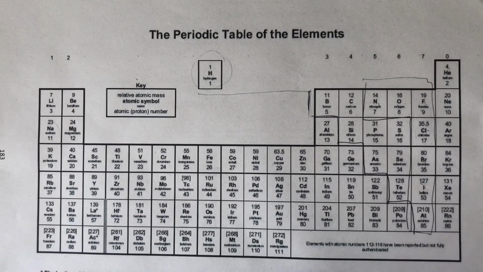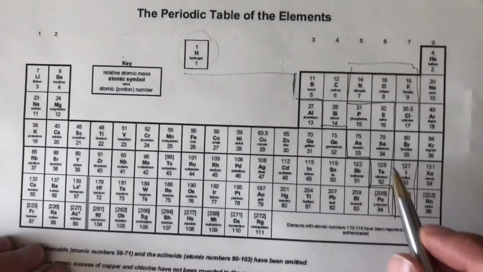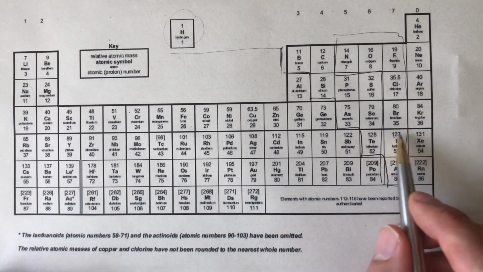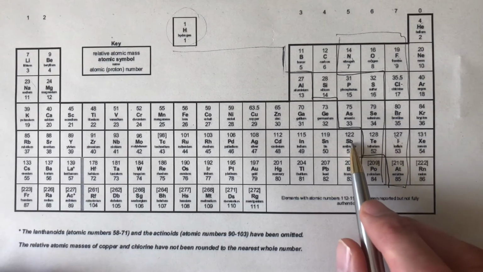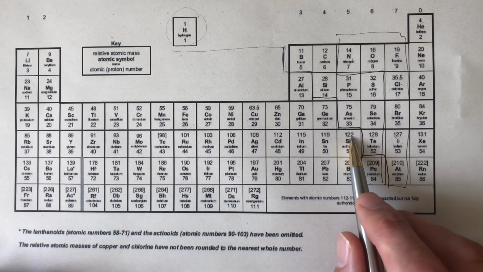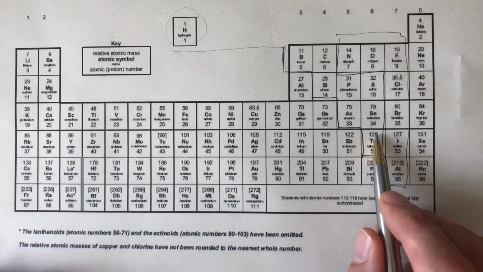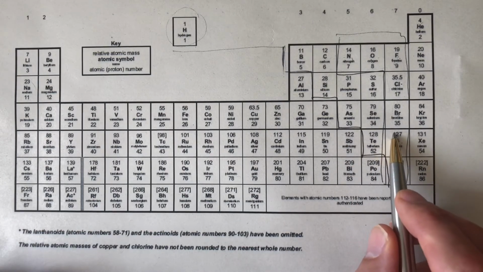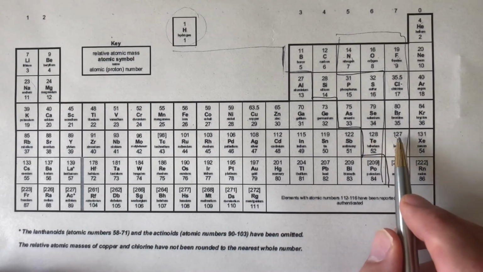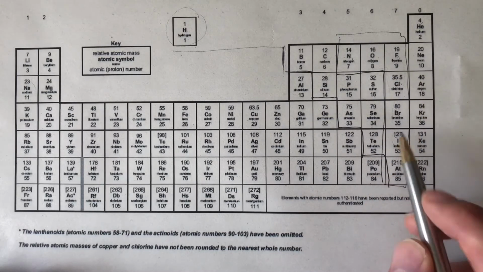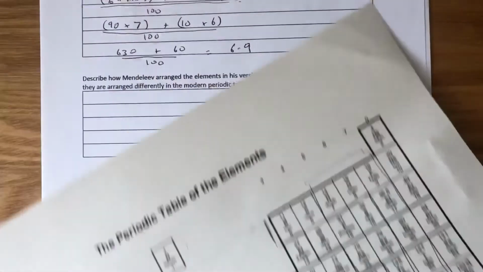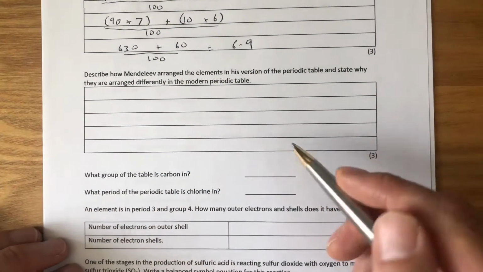So he arranged them in groups, but he wasn't afraid to leave gaps, and he also wasn't afraid to reverse his order if he felt the elements would be better suited in a different group. For example, here, antimony, 122 mass number. Tellurium, 128. That follows. That's heavier. Iodine, 127. That's lighter. So Mendeleev, to start with, had these the other way around, but then he realised that iodine matched bromine, chlorine, and fluorine, so he reversed his order. Okay, so that's how he arranged his elements. You can write that down.